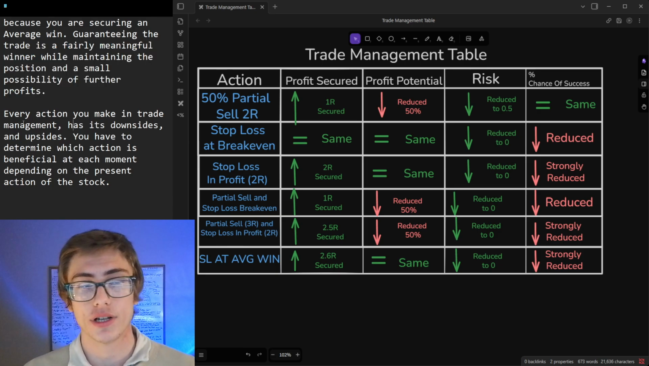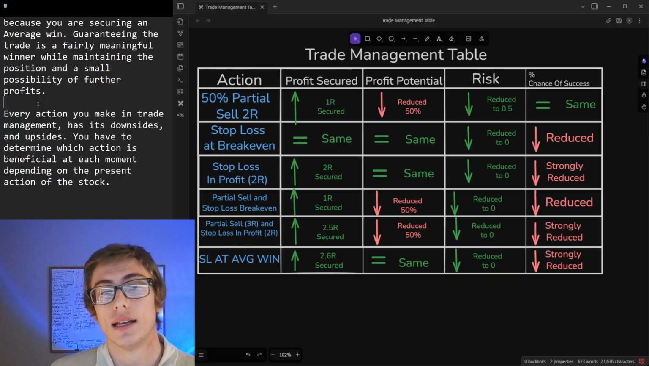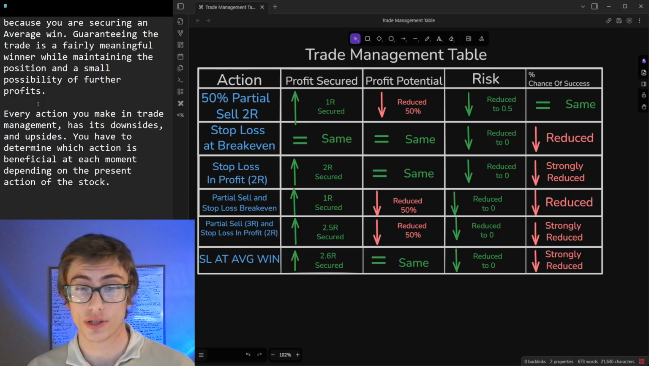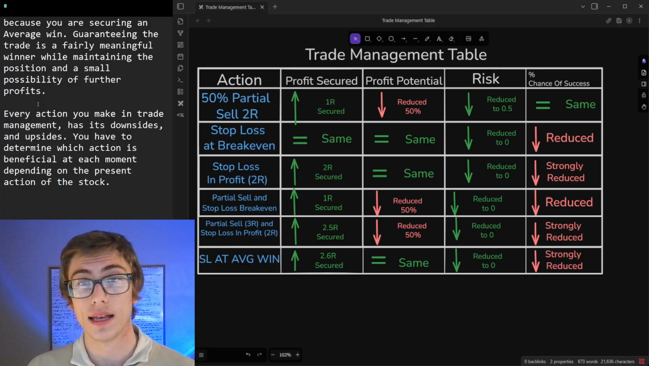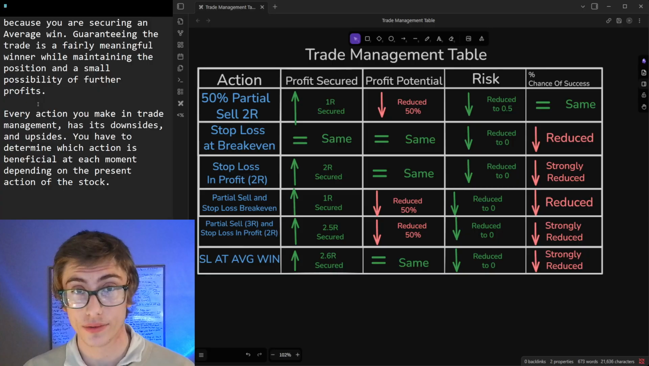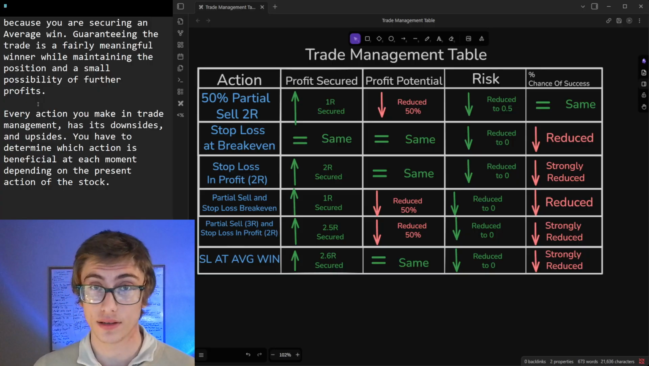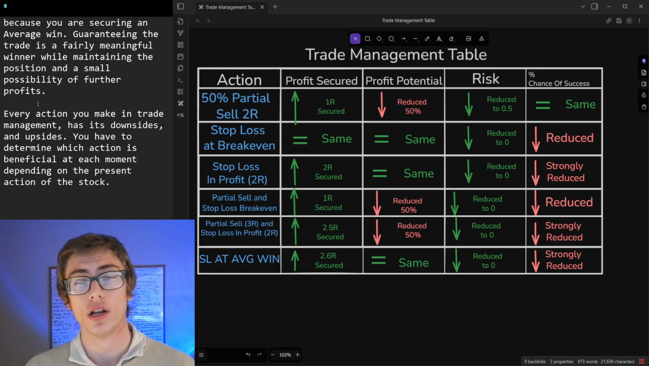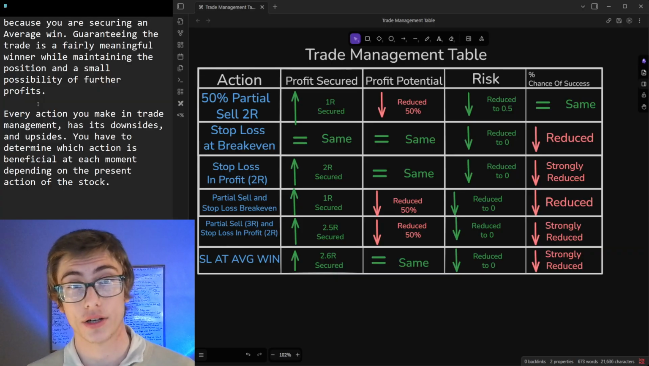So every action you make in trade management has its downsides and upsides. And you have to determine which action is beneficial at each moment, not only depending on the present action of the stock, but also depending on your portfolio, right? If you haven't been having many winners, you're not going to be placing your stop loss at break even because you need to secure winners. You need to secure profits, right? So then you'll be making more partial sells and the mixed actions.